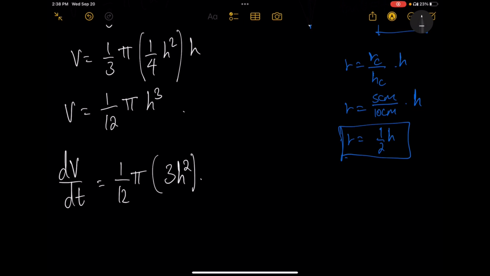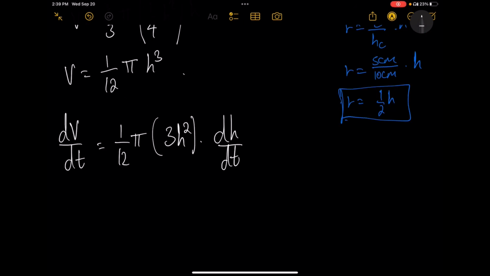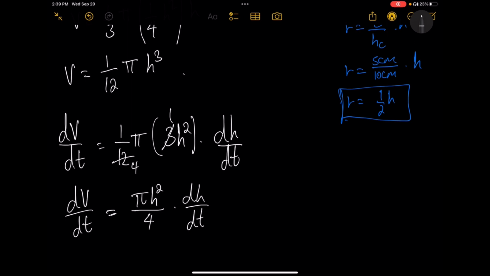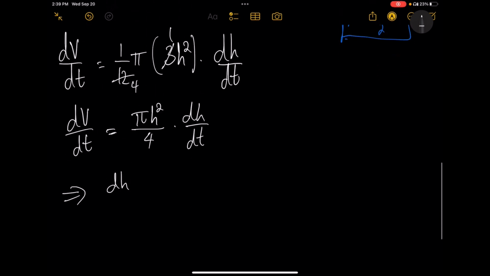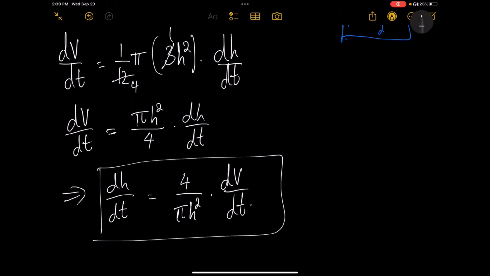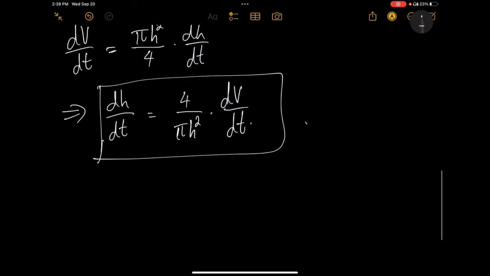We get 3h squared times dh by dt. Okay, so what does that become? dV by dt is equal to, 3 and 12 simplify, so what do we get? pi h squared over 4 times dh by dt. So this implies that dh by dt is equal to 4 over pi h squared times dV by dt. All right, now we have dh by dt in terms of dV by dt.